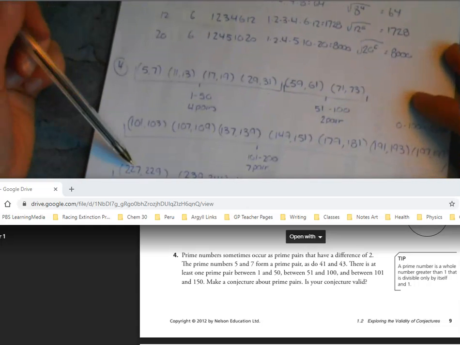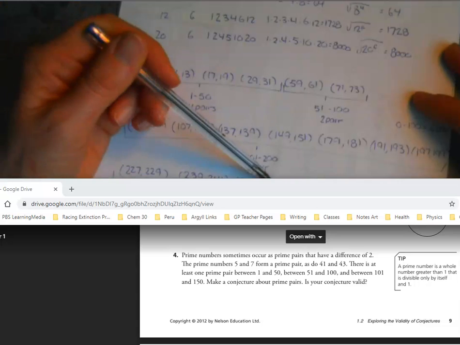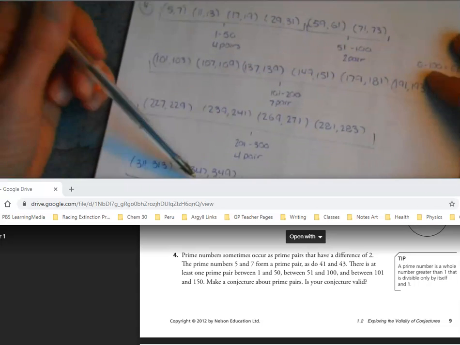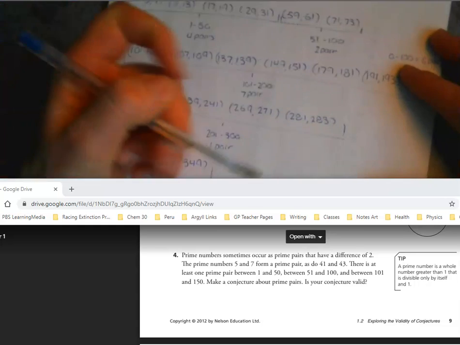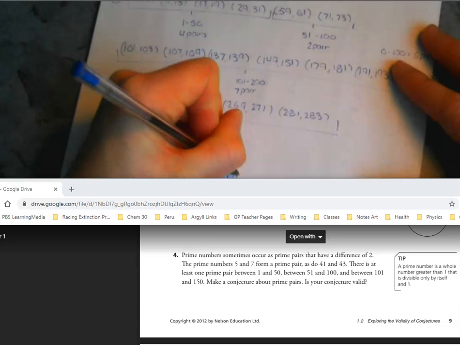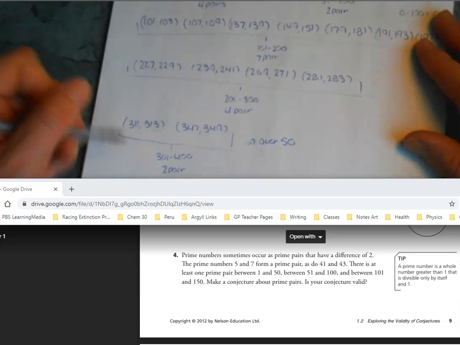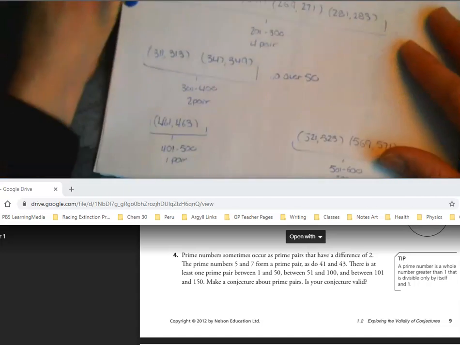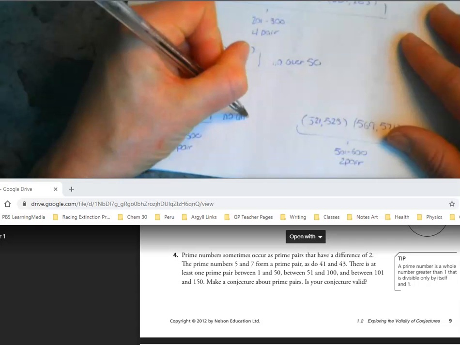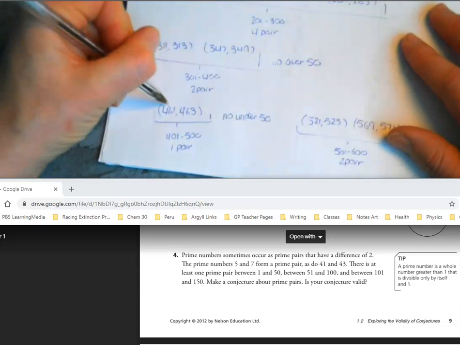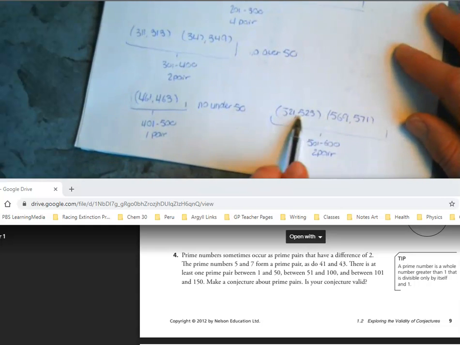Then if I go to between 200 and 300, I have, let's see, 2 pairs under 50, 2 pairs over 50. If I go from 300 to 400, I have 2 pairs under 50, but nothing over 50. So no over 50. And then same thing here. If I go, sorry, I'm running out of space here. So then if I go 400 to 500, I have no under 50. Right, I only have 461 and 463. And then if I go 501 to 600, I have 1 of each.